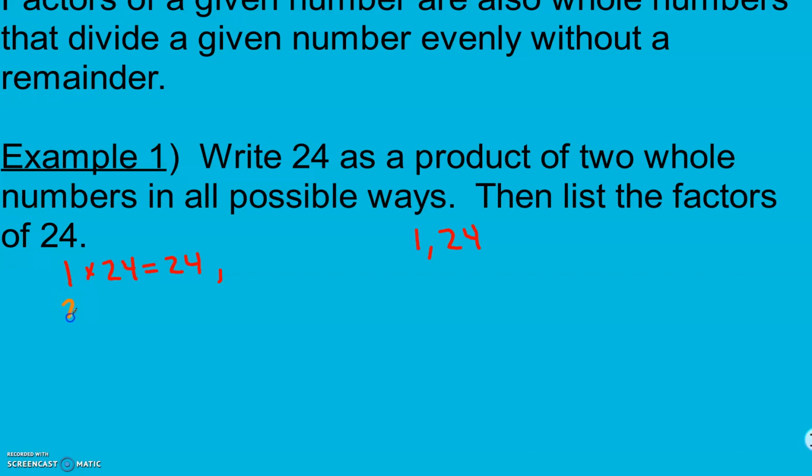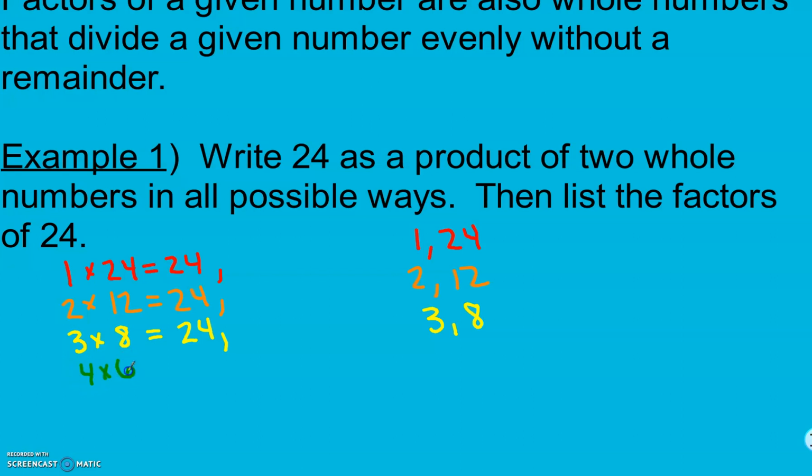2 we can try. If you're not sure what 2 times something to get to 24 is, take 24 divided by 2 and we get 12. So since 2 times 12 equals 24, then 2 and 12 are also factors. We can check 3 next. 24 divided by 3 gives me 8. So 8 times 3 equals 24, which means 3 and 8 are factors of 24, numbers that we can multiply to get to 24. We can try 4.